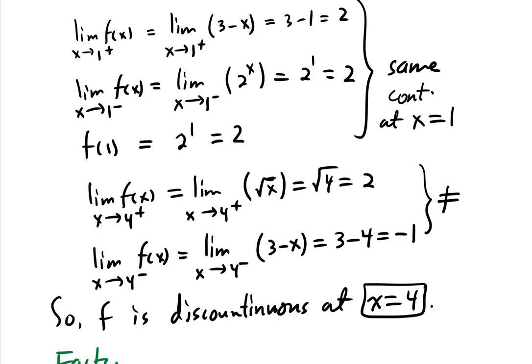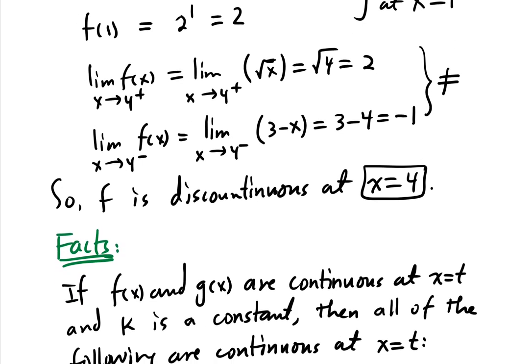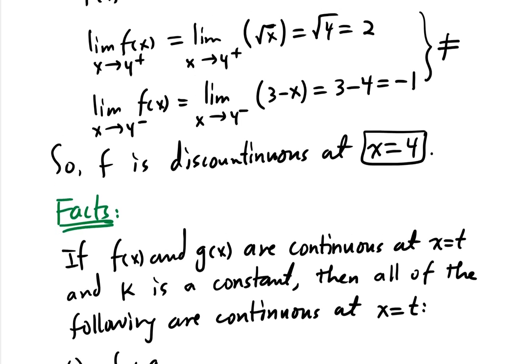Now we got some facts. What are the facts that we have? So if we have two functions, f of x and g of x, both are continuous at a point x equals t, and k is any constant, any number, then all of the following are continuous at the same number, x equals t. What are they?